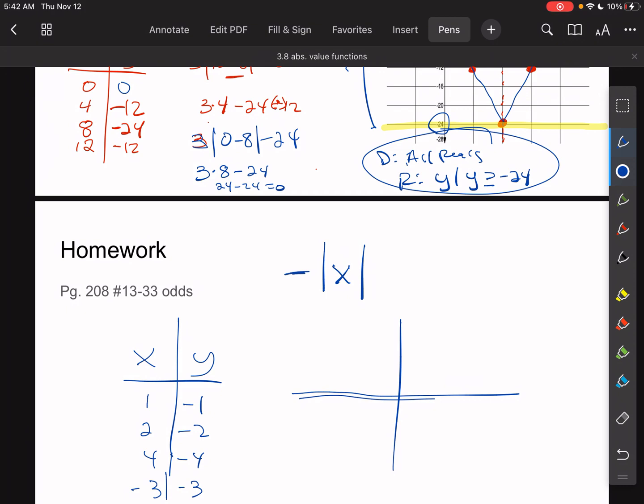So if you were to graph this, okay, at 1, negative 1, you'd have a point. By the way, at 0, 0, you'd have a point. At 2, negative 2, you'd have a point. And then at negative 3, you'd have a negative 3. You'll see that what you get is an upside down V. So a negative on the outside, it's very important, on the outside of the absolute value bar, will flip your whole graph upside down.